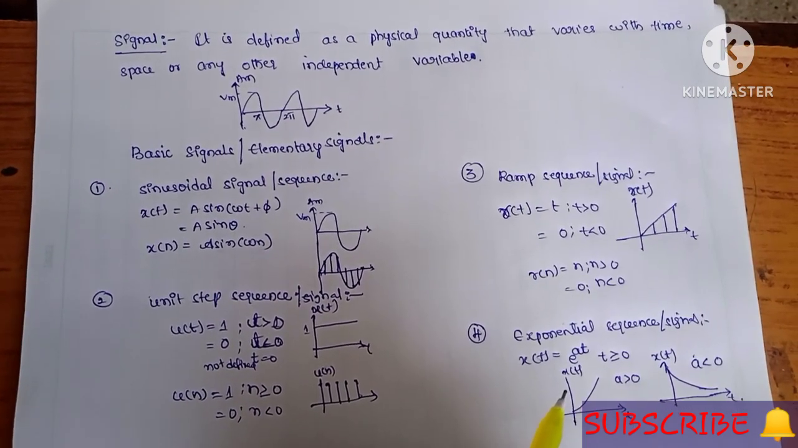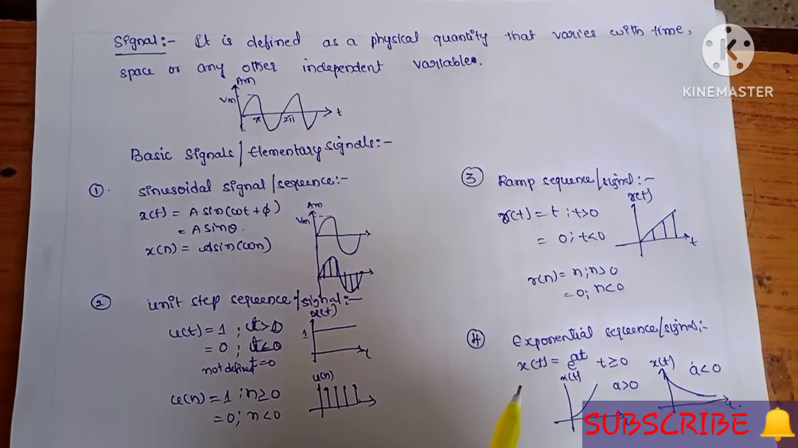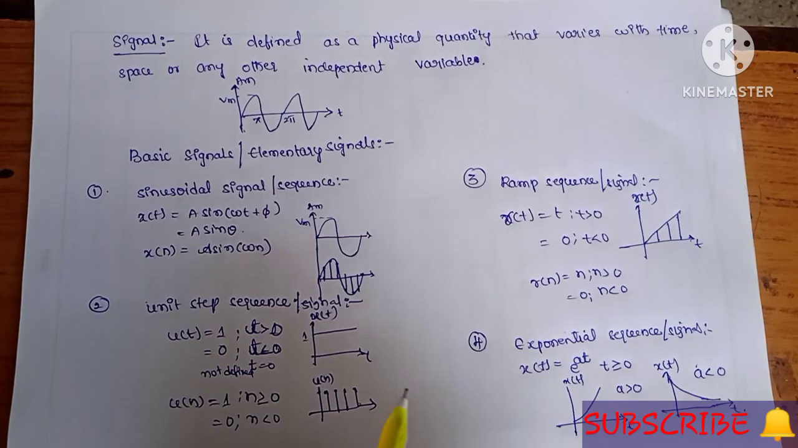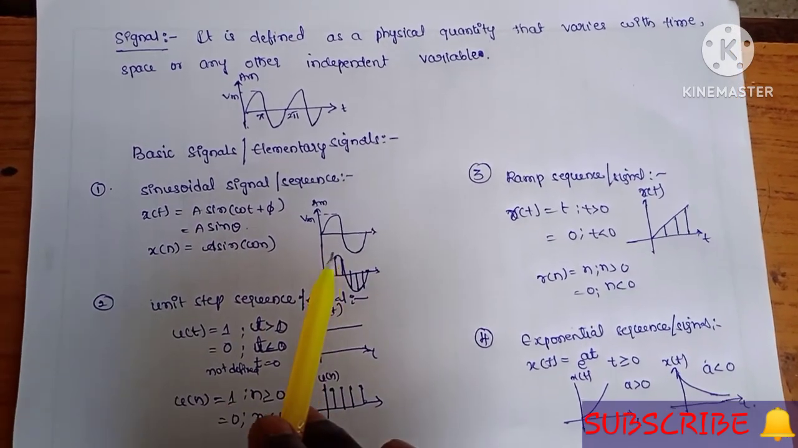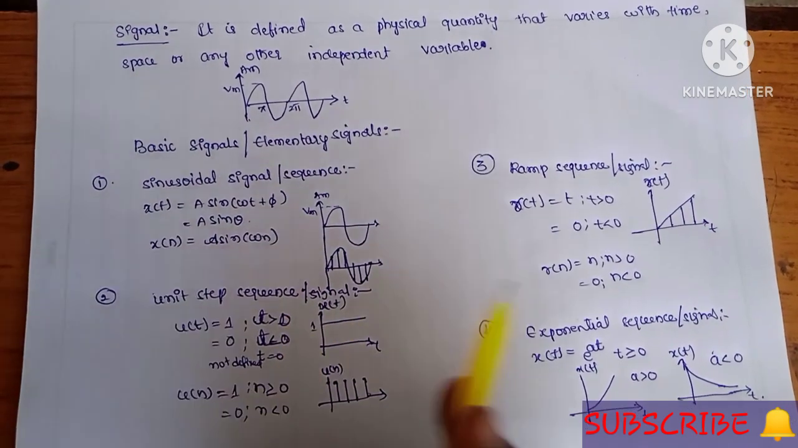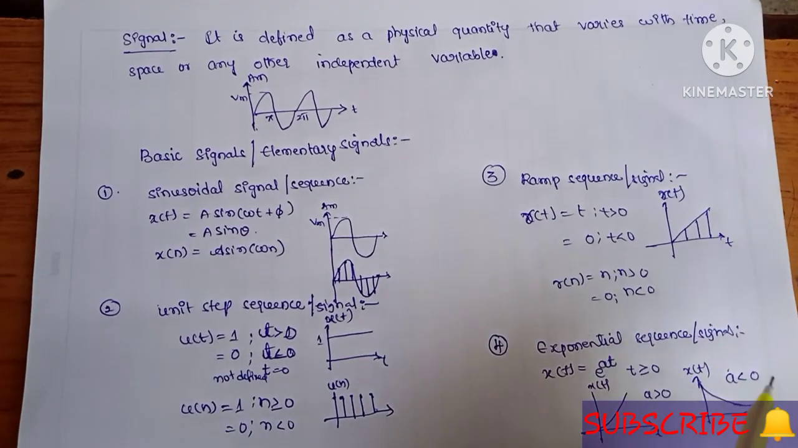Today we are going to discuss signals and elementary signals. First of all, what is meant by signal? A signal is a physical quantity which shares information from one place to another place.